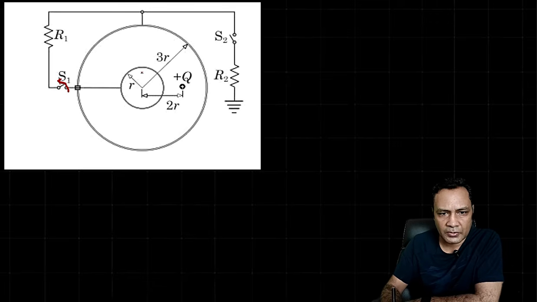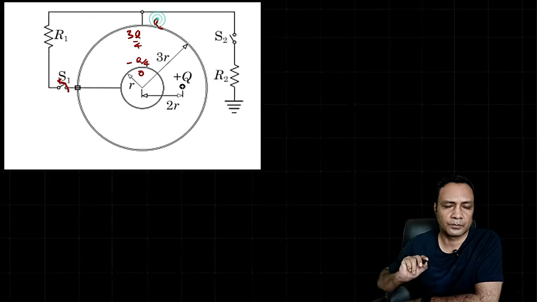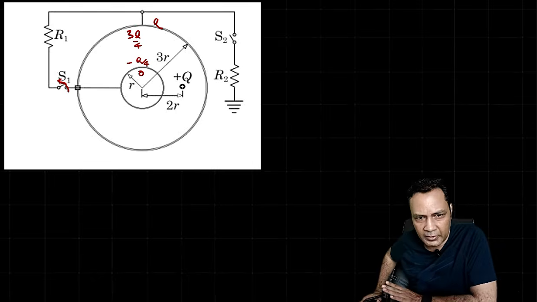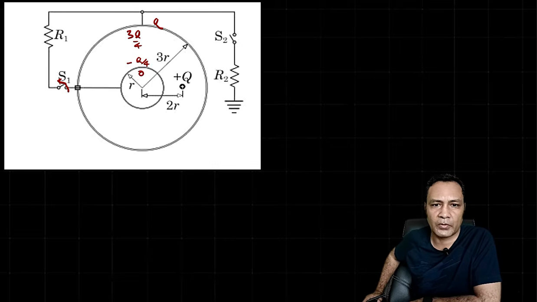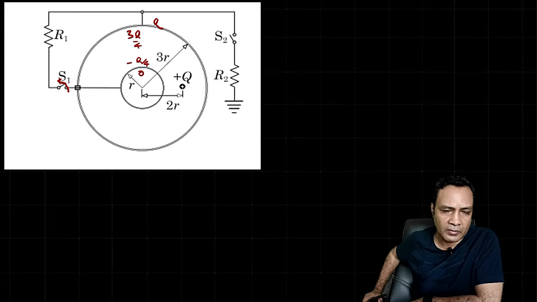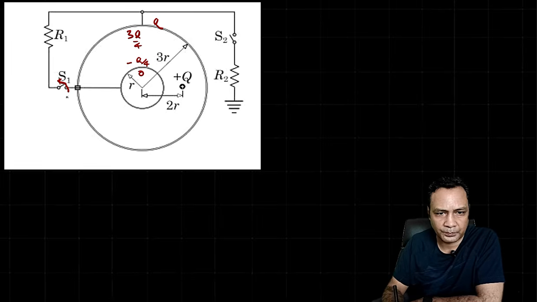So the charge is 0, minus Q by 4, 3Q by 4 and Q. They've come to steady state and the charge flow has stopped. S1 is closed, S2 was open. Now what do we want to do? We want to close S2 also. So see, this steady state is already established, no current is there.